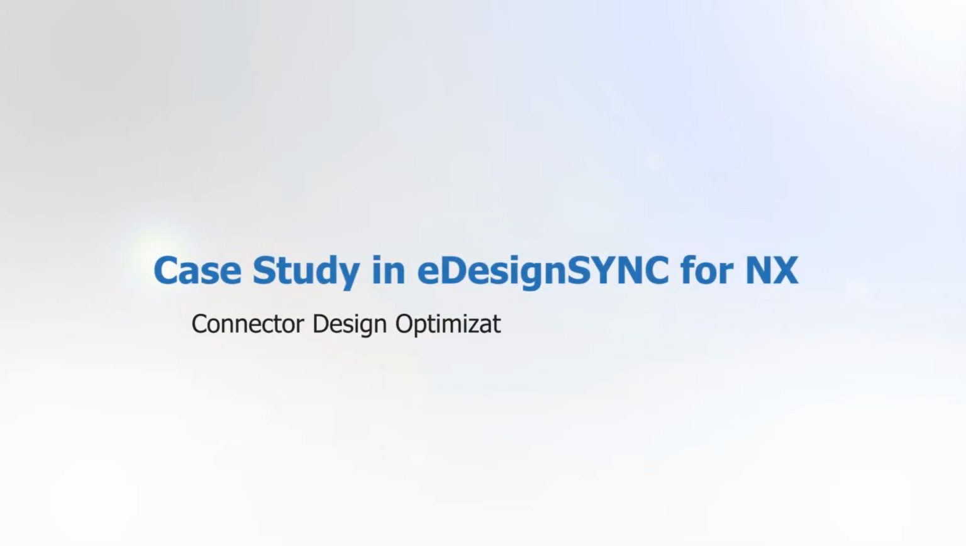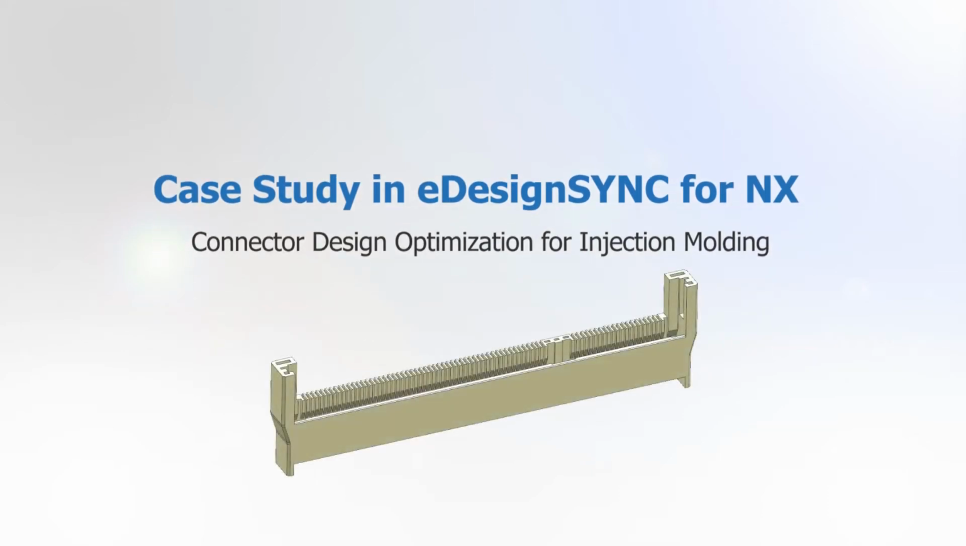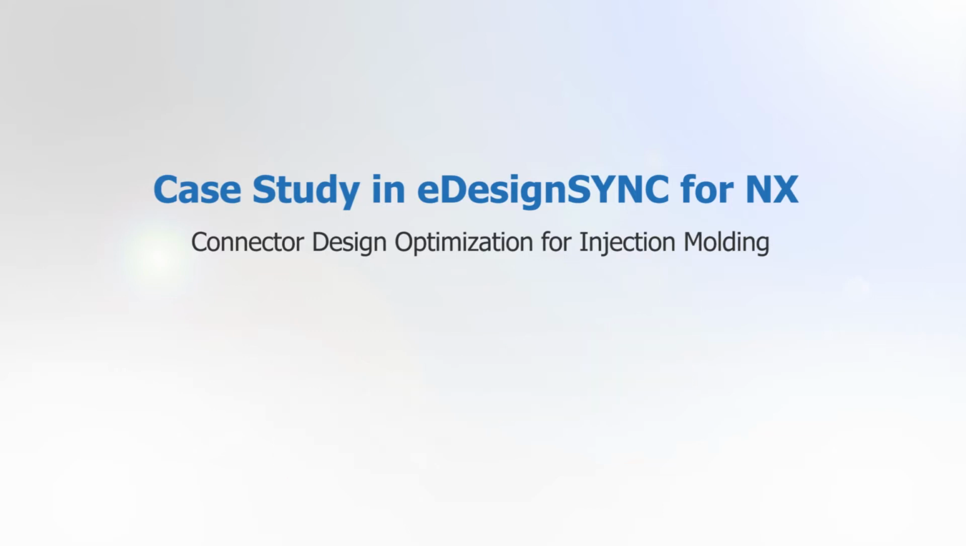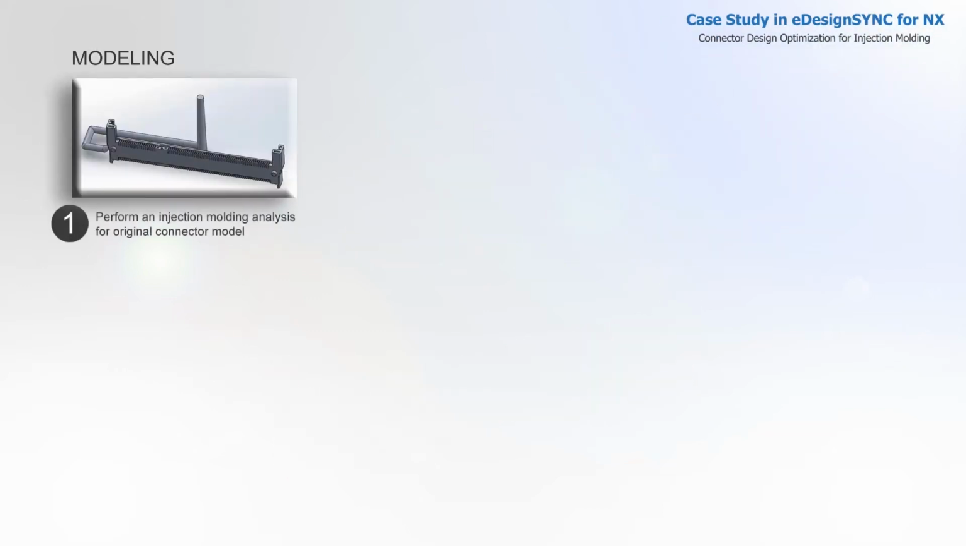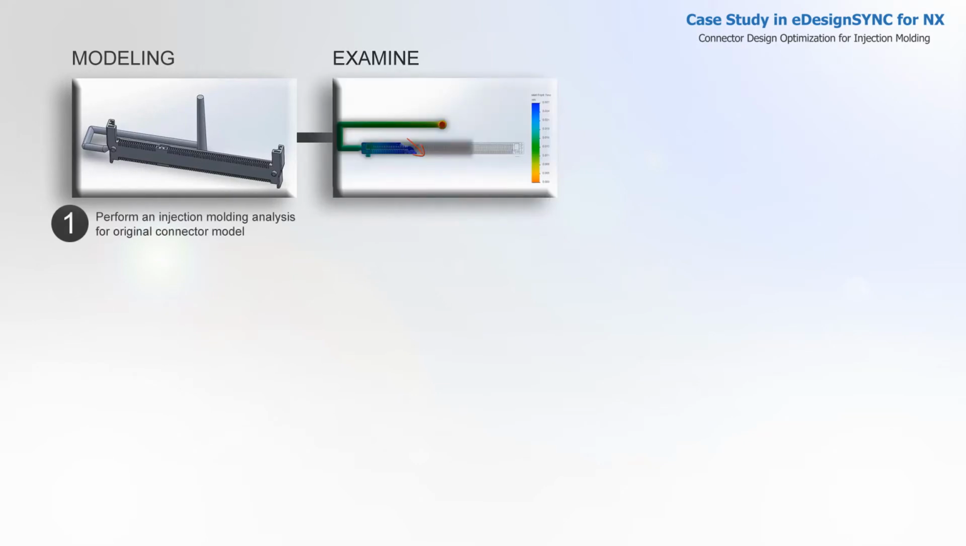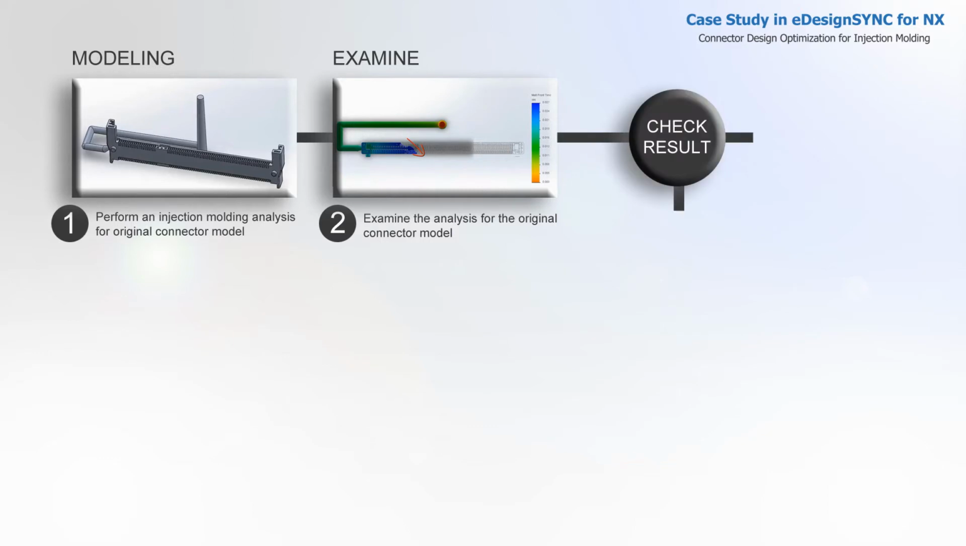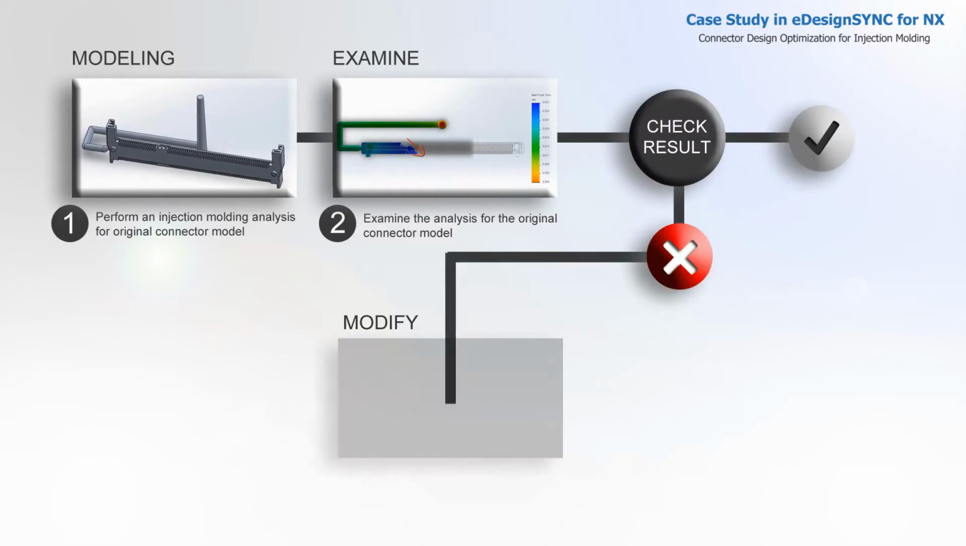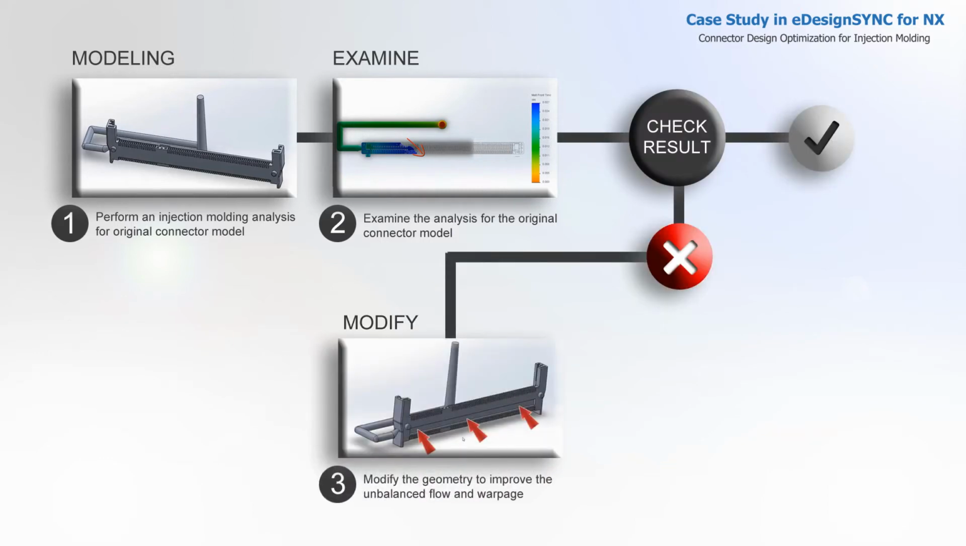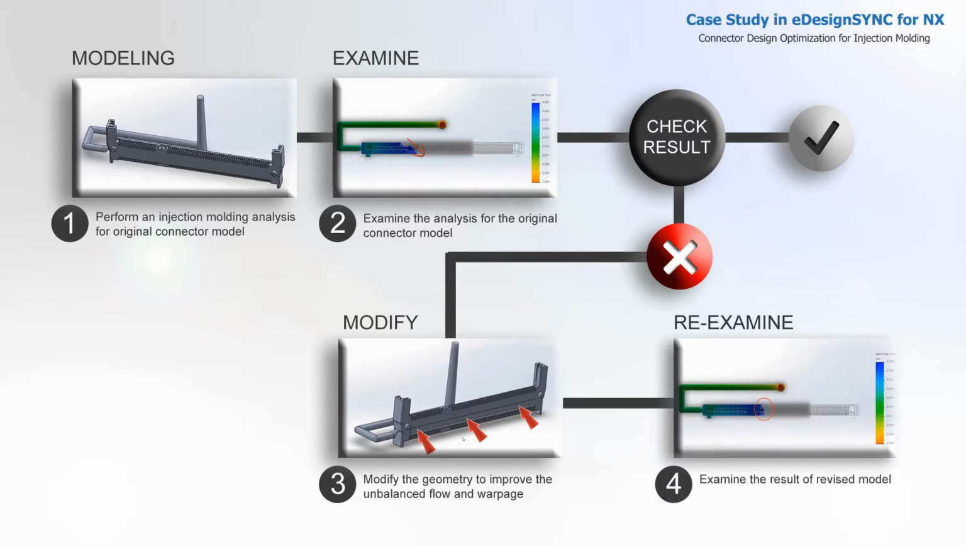This video will demonstrate the benefit of eDesignSYNC in design optimization by using eDesignSYNC on a simple connector model. There are four parts in this video. Perform an injection molding analysis for the original connector model. Examine the analysis for the original connector model. After the analysis has finished, we go to check results. Modify the geometry to improve the unbalanced flow and warpage. Examine the result of the revised model.